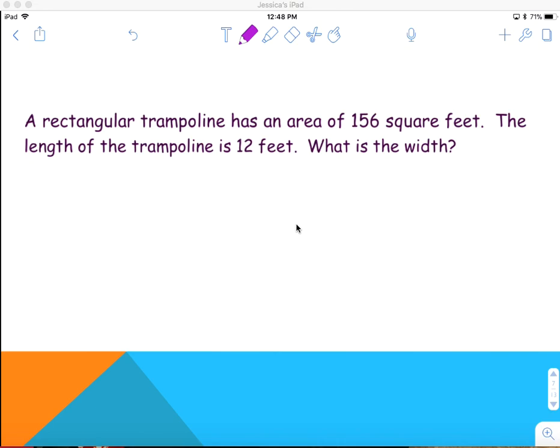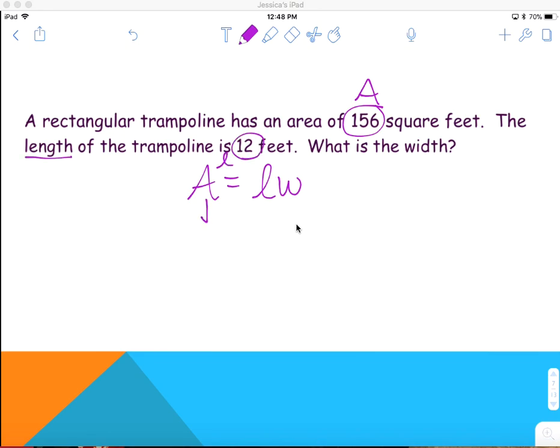Okay, you're also going to see word problems when you're trying to solve equations. So this one says a rectangular trampoline has an area of 156 square feet. The length of the trampoline is 12 feet. What is the width? So if you think about area of a rectangle, we know that the area of a rectangle is found by multiplying the length times the width. We have been given the area, it's 156, and we have also been given the length, which is 12.